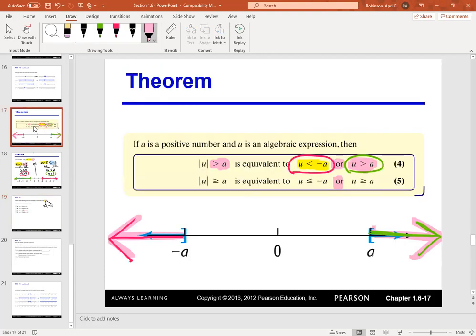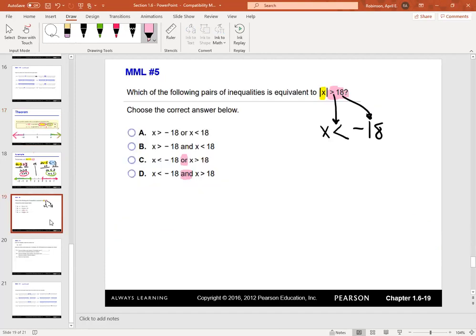If you go back up to the theorem, it has the word or in it. Highlighted in pink right there. These are ors. The in-betweenies are the ands, but they never use the and. But this one's an or. So it would be C. It's an or. It's one or the other.